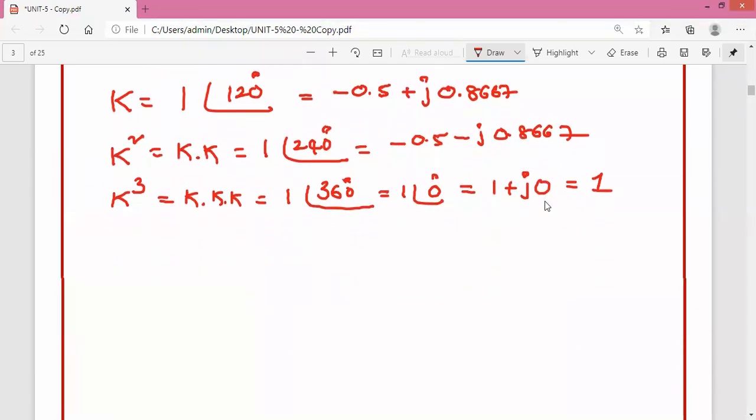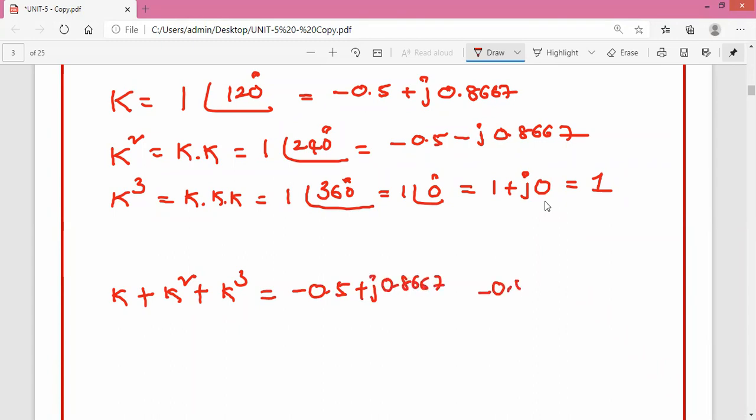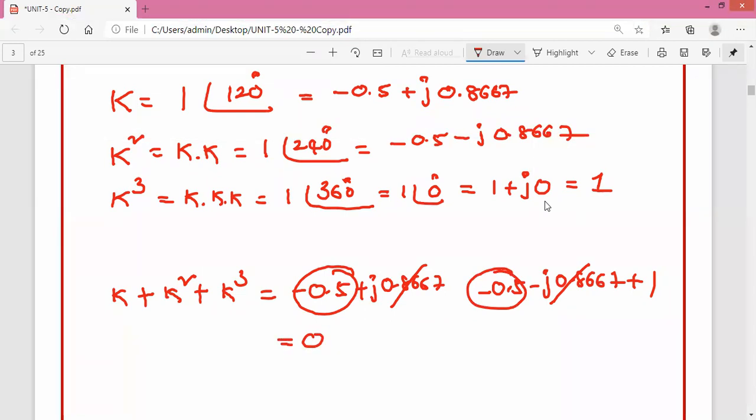If you add k plus k square plus k cube, what will it be? Minus 0.5 plus j 0.8667, minus 0.5 minus j 0.8667, plus 1. So plus j 0.867 minus j 0.866 will be cancelled out. Minus 0.5 minus 0.5 minus 1, and minus 1 plus 1 will become 0. So this is nothing but 0. So the main conclusion here: k plus k square plus k cube is equal to 0.